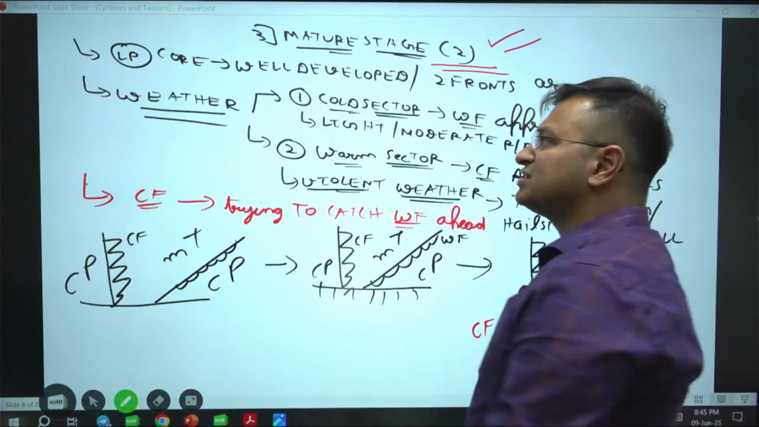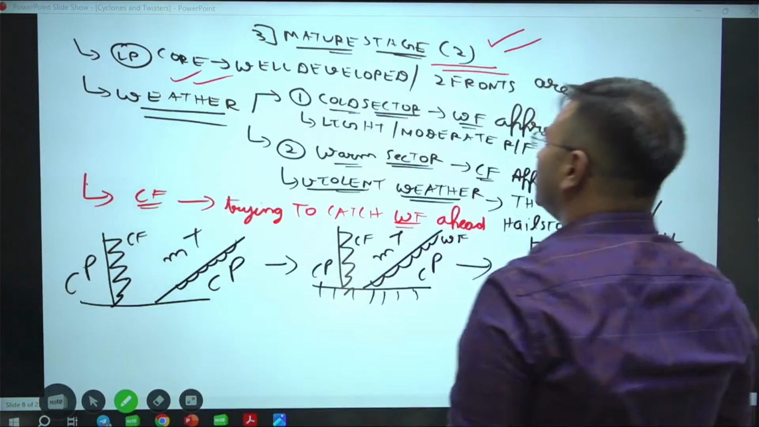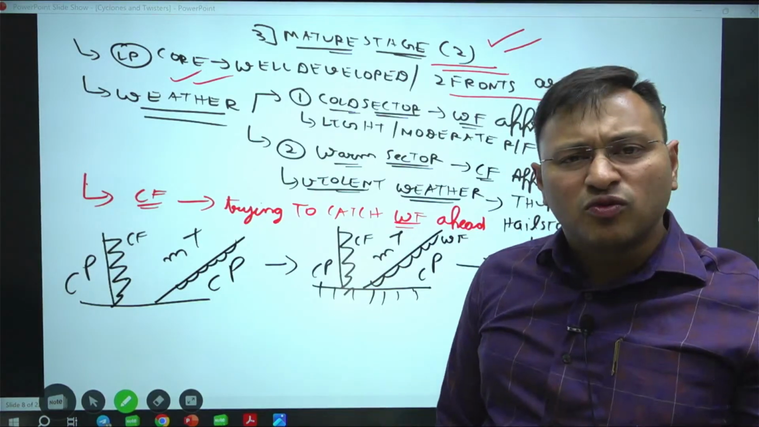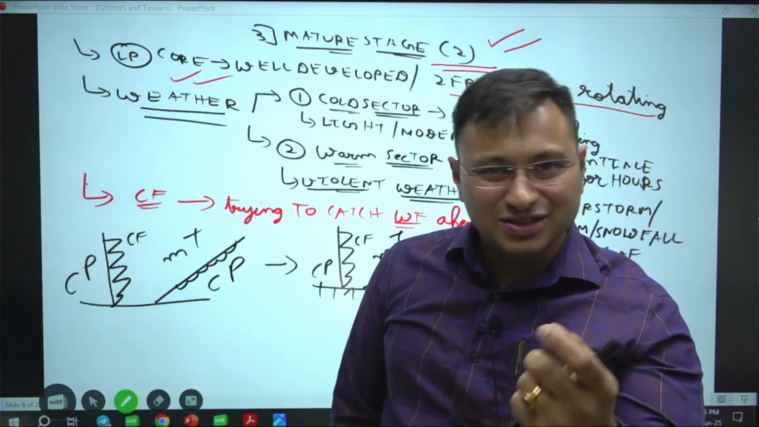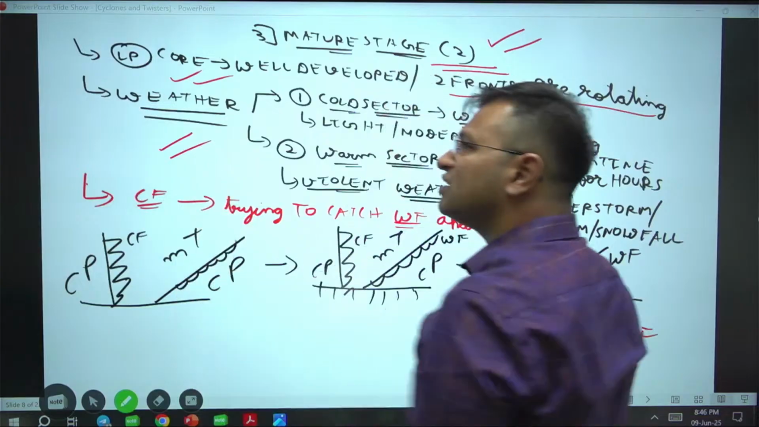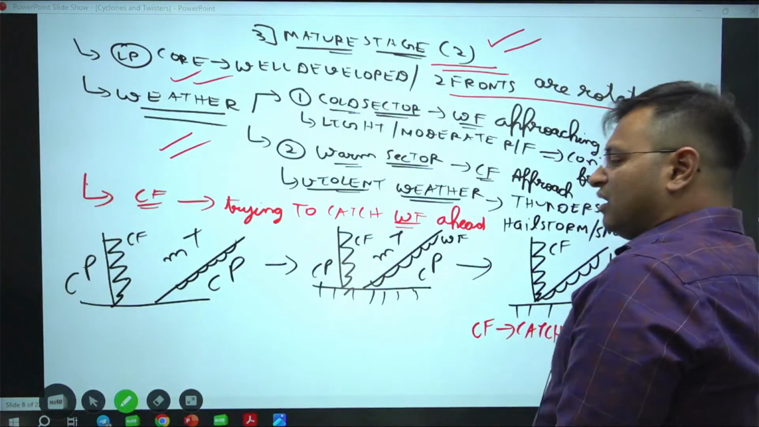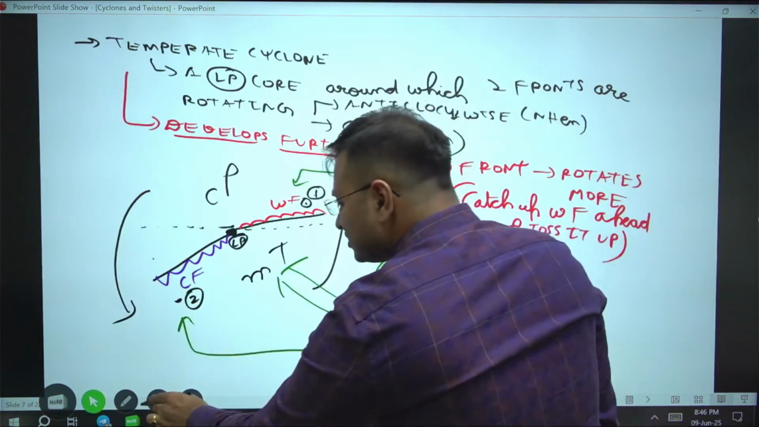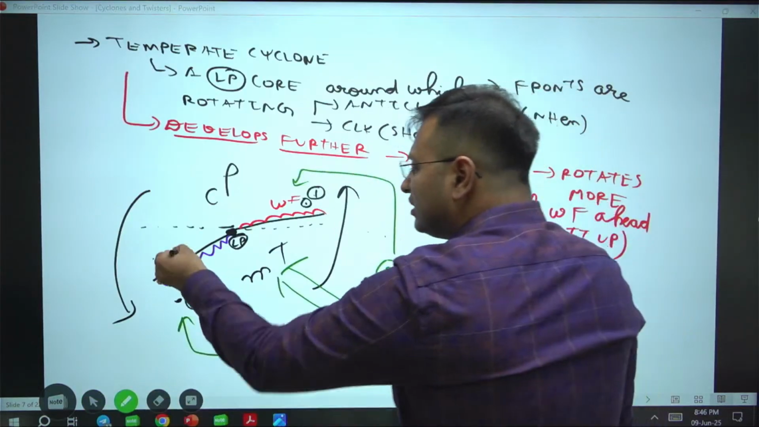In the mature stage, the low pressure core is well developed. The two fronts are rotating properly. So now what can be the associated weather? Because this can be a very favorite question of UPSC. If you are trying to decode what the associated weather is, let us first understand what the associated weather is under the cold front.